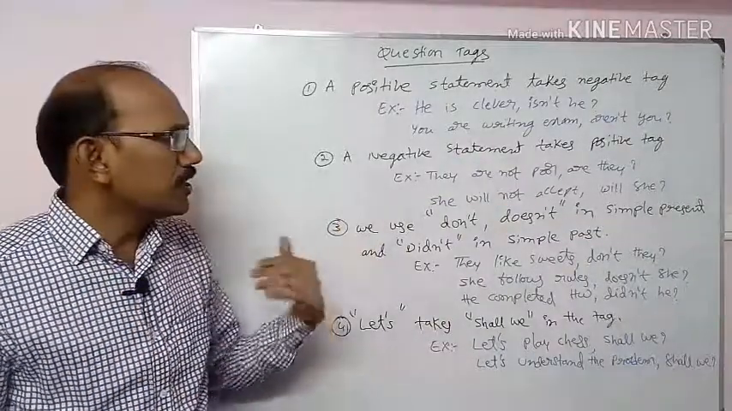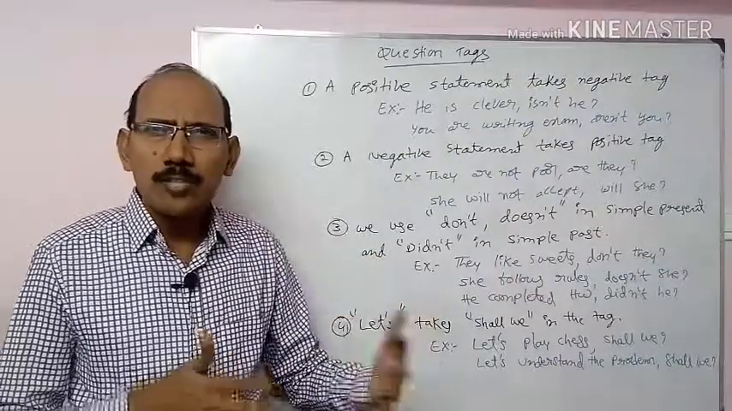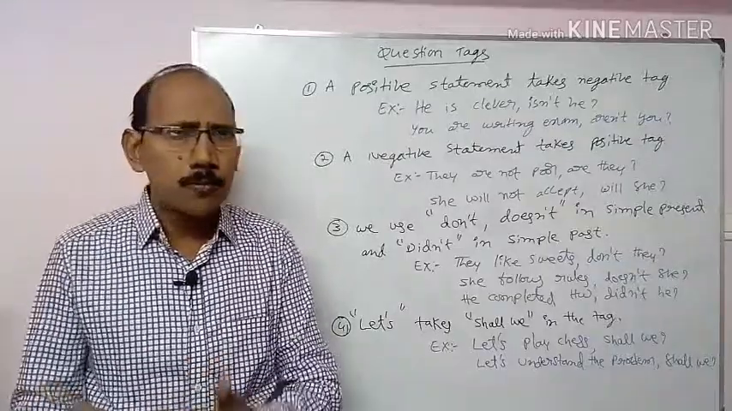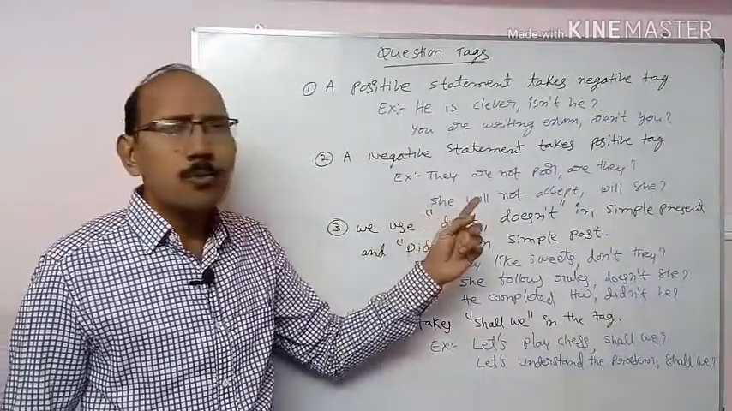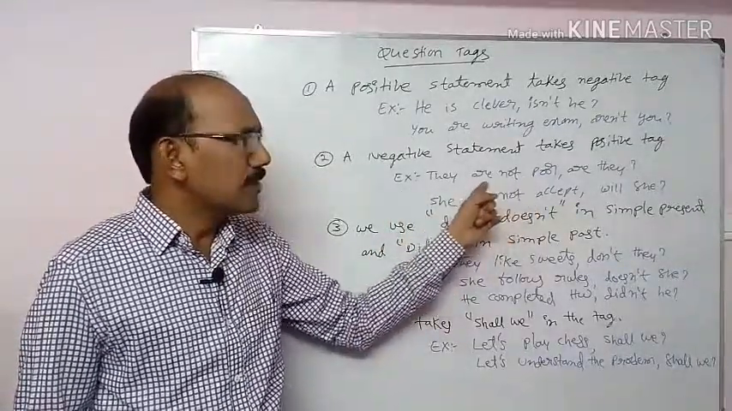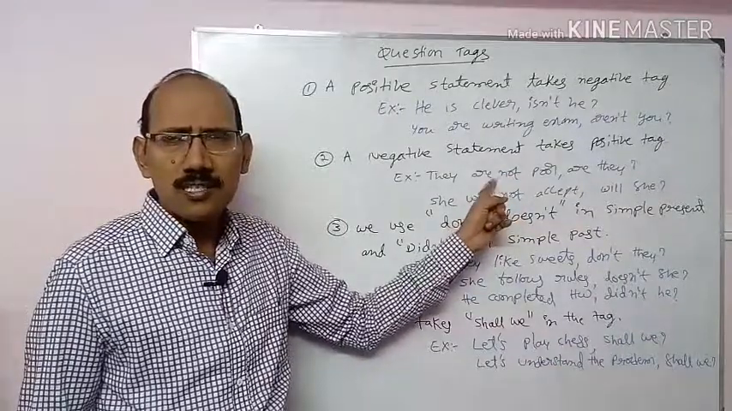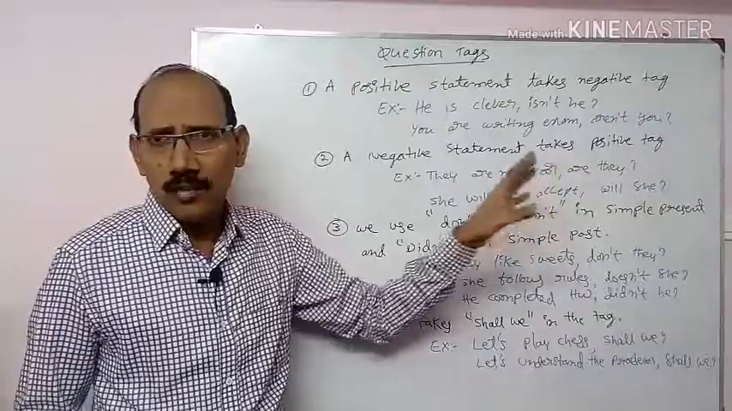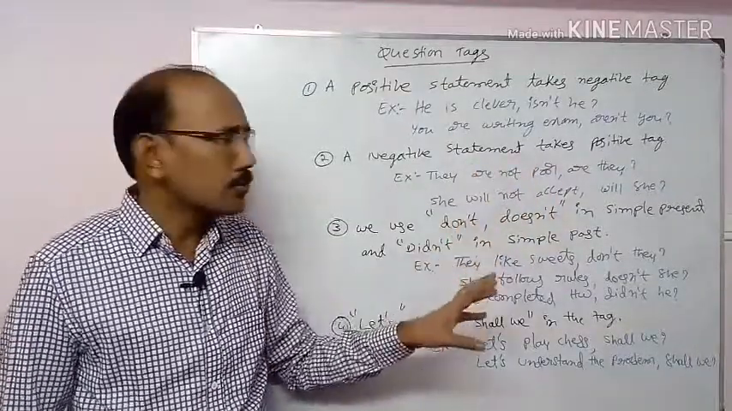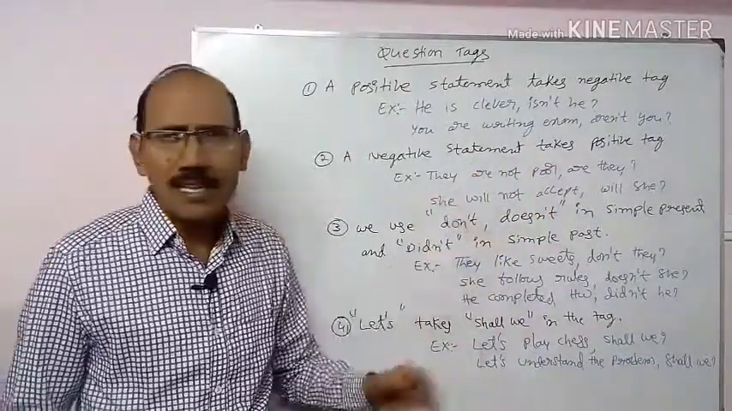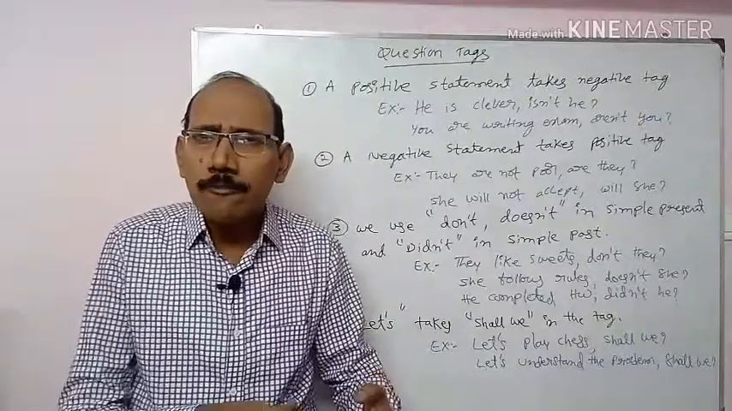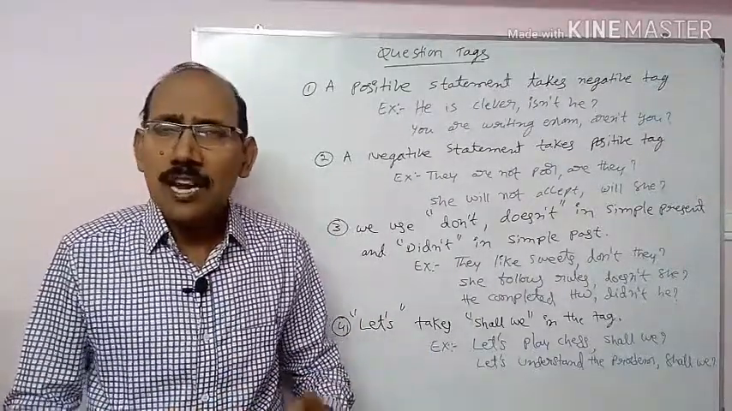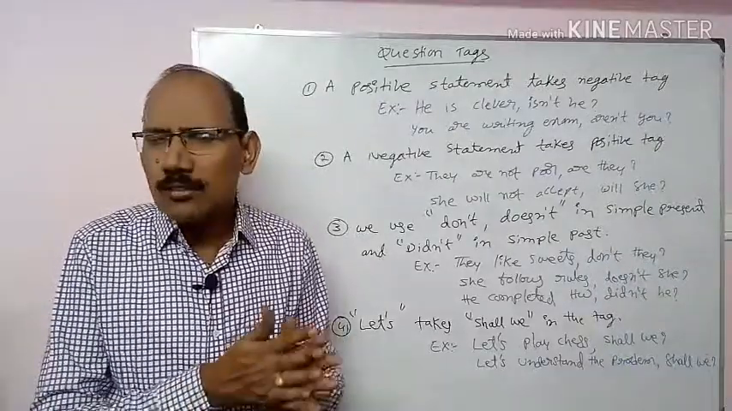Look at the second point. A negative statement takes a positive tag. If the statement is negative, our question tag should be positive. They are not poor. It's a negative sentence. "Are not" is there, so we need to use "are they?" That's it. We attach a positive tag to this negative statement. She will not accept, will she? If "cannot accept" is there, then "can she?"